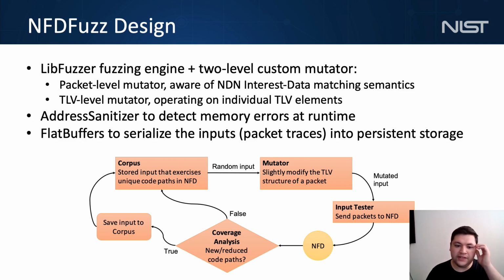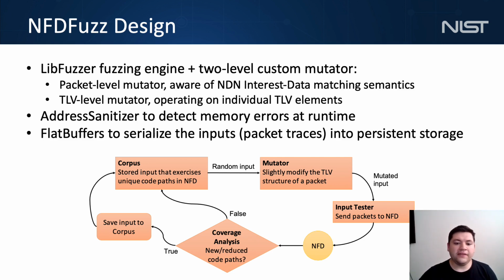We also instrument NFD and the NDN library with AddressSanitizer in order to more reliably catch memory errors such as out-of-bounds accesses. And we use Google's FlatBuffers so that we can efficiently serialize and deserialize the fuzzer's inputs, which are the packet traces plus some metadata, into the corpus, which is then stored on disk.